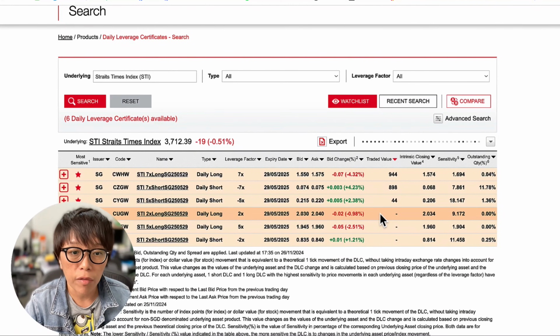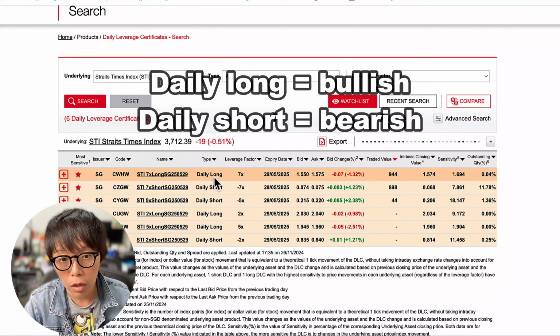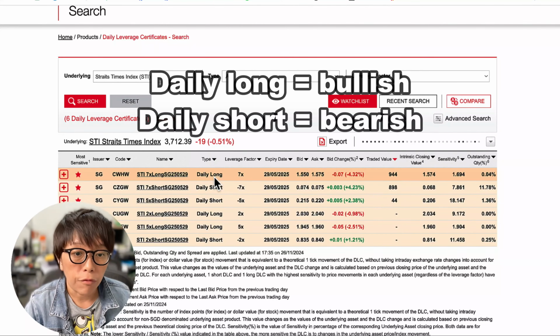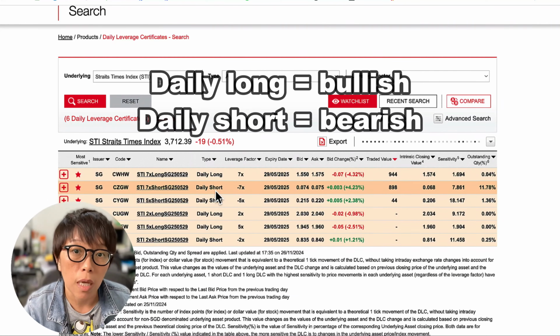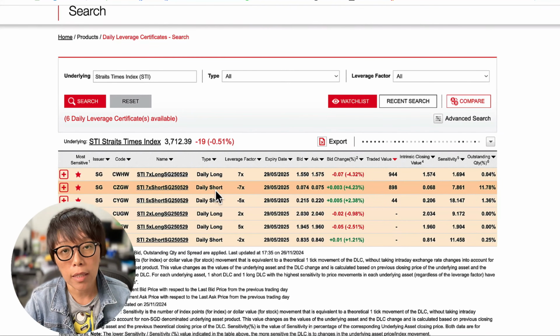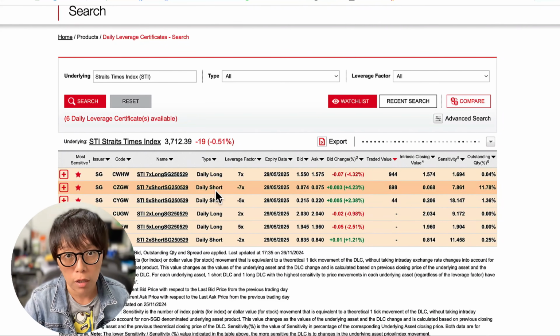So you have the daily long, which means that if you buy a daily long DLC and if STI is to move up, then your DLC will increase in value. And for example, if you buy into a daily short and if STI is to move down, then your DLC will increase in value. So do understand the key levels and how price reacts to these key levels to consider whether you would want to trade using DLCs for your short-term trading.